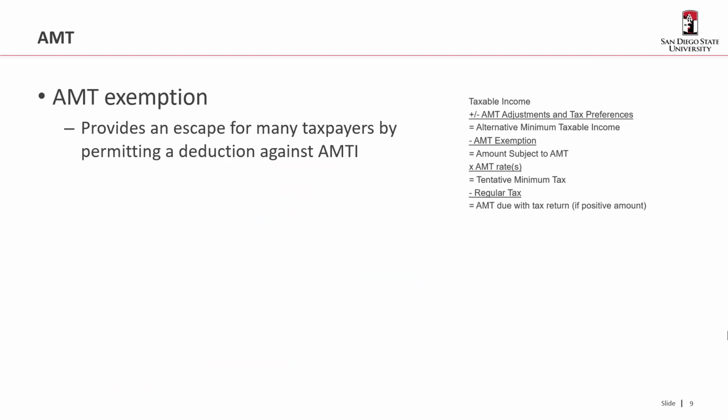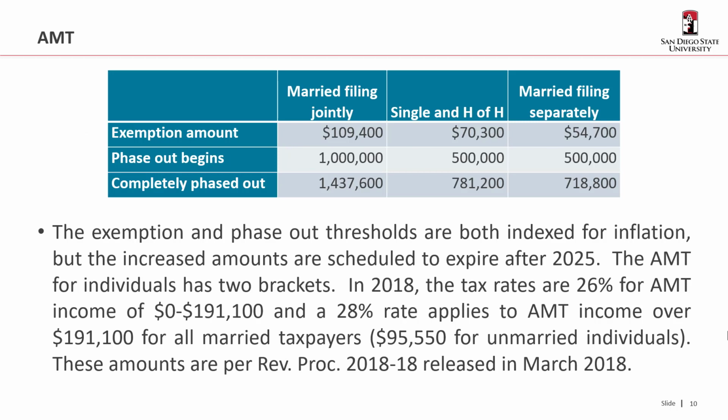The next thing you do is calculate the AMT exemption. So think of the exemption as being some set amount, some set deduction that all taxpayers get in an effort to reduce the number of taxpayers that would have to pay AMT. So the exemption amount for married filing jointly is $109,400. For single head of household, it's $70,300. For married filing separately, it's $54,700.